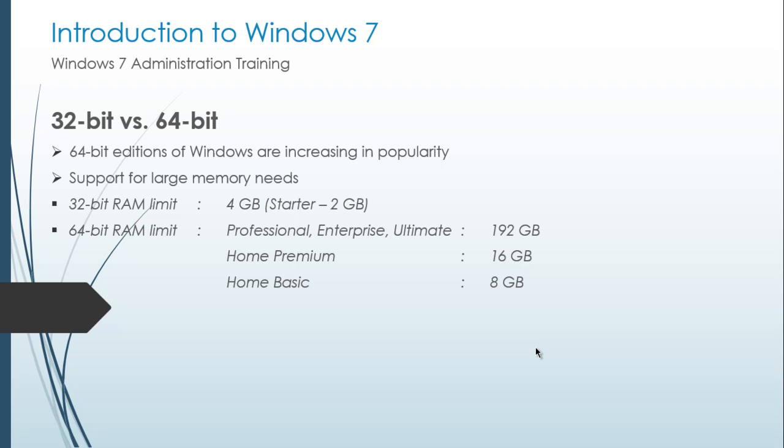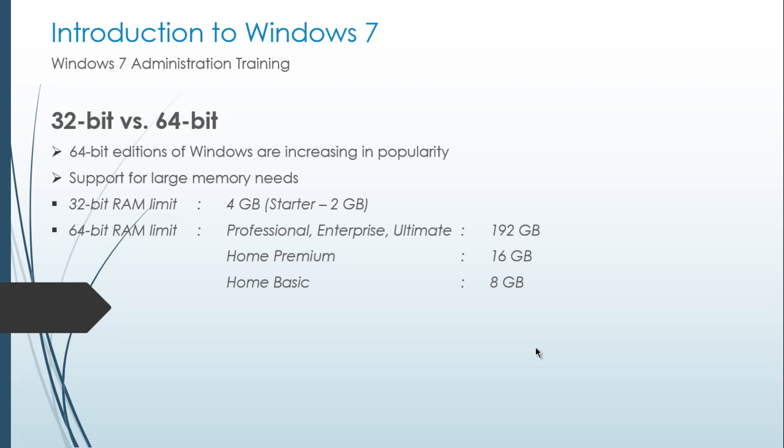And we'll look at the difference between 32-bit versus 64-bit operating systems. 64-bit editions of Windows are increasing in popularity. Yes, 64-bit editions are more commonly seen in today's environment, and support large memory needs. 32-bit is limited to only 4 GB of RAM. So in Starter you have a minimum of 2 GB and you can upgrade up to 4 GB, and that's the maximum. But with 64-bit you have multiple options for upgrading, though 64-bit is not supported in Windows 7 Starter. It begins with Home Basic, Home Premium, Professional, Enterprise and Ultimate.